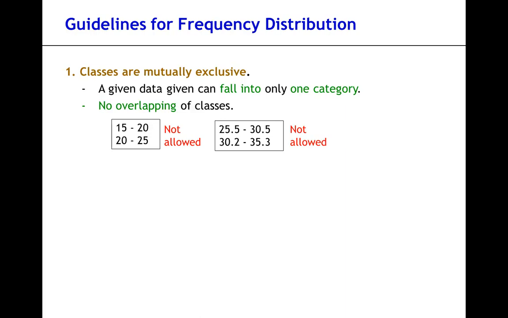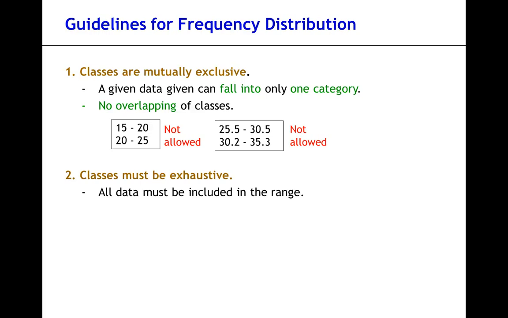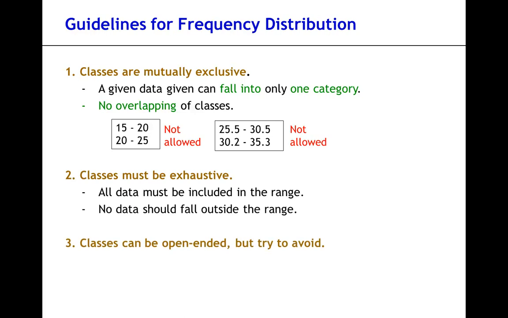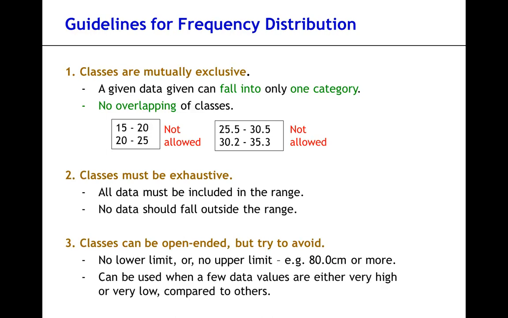The second guideline is that the classes must be exhaustive, meaning that all data must be included in the range, and no data should fall outside the range. Lastly, the classes can be open-ended, but we should try to avoid it. So it is possible to have a class that has no lower limit or no upper limit, such as 80.0 cm or more. However, we should try to avoid it as much as possible unless we have a situation where a few data values are either very high or very low compared to others.